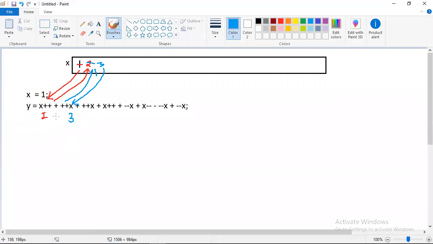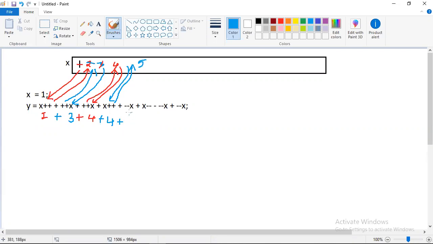Okay, plus you write between. Next plus, plus plus x. What is the meaning of plus plus x? Again, first you increase, 3 replaced with 4, and then read and substitute. X value how much? 4. Now plus x plus plus. What is the meaning of x plus plus? First you read and substitute. What is the value? 4. And then increment, 5.